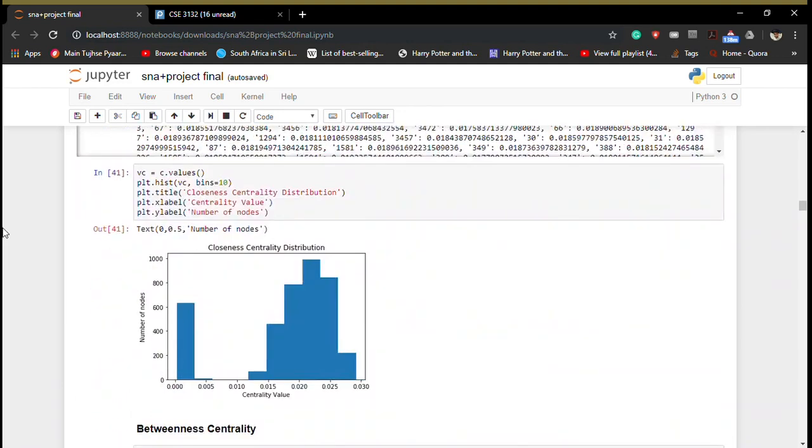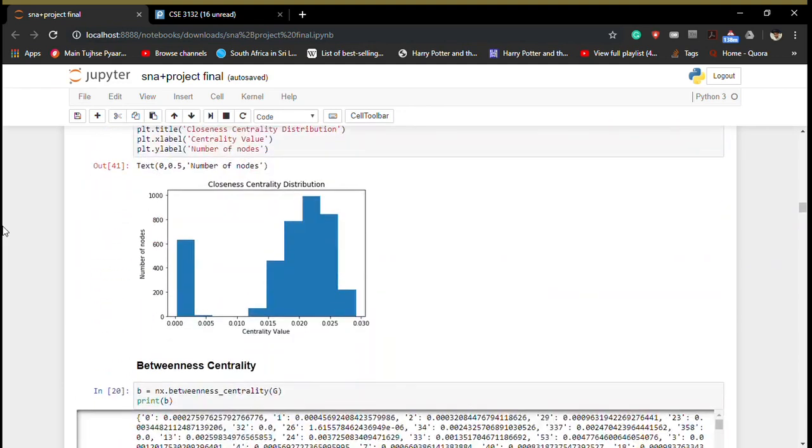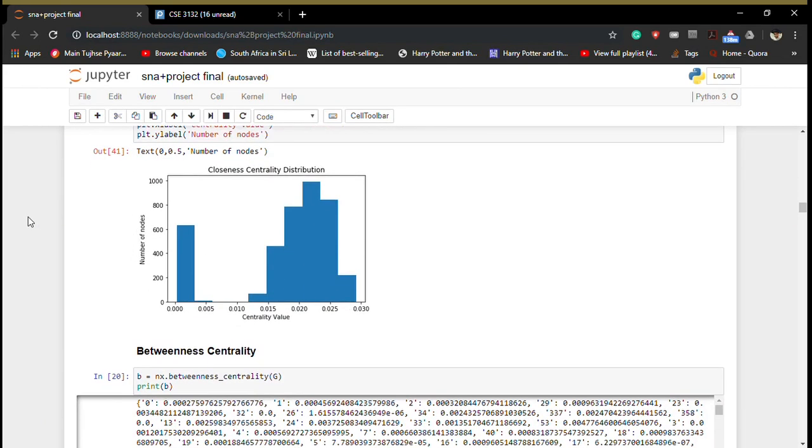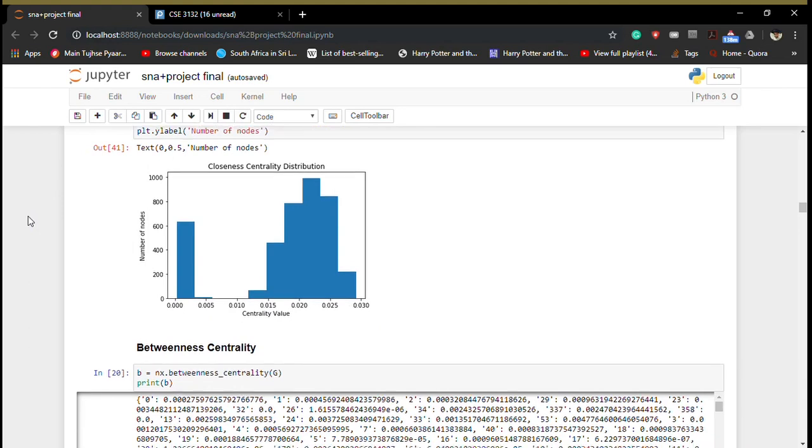Now for the closeness centrality, we may observe that some of the nodes are really far from each other. So there must be nodes and edges at the corners of the network. And most of the network has a similar centrality value ranging from 0.015 to 0.030. So the roads are not extremely diverse in their closeness measure.